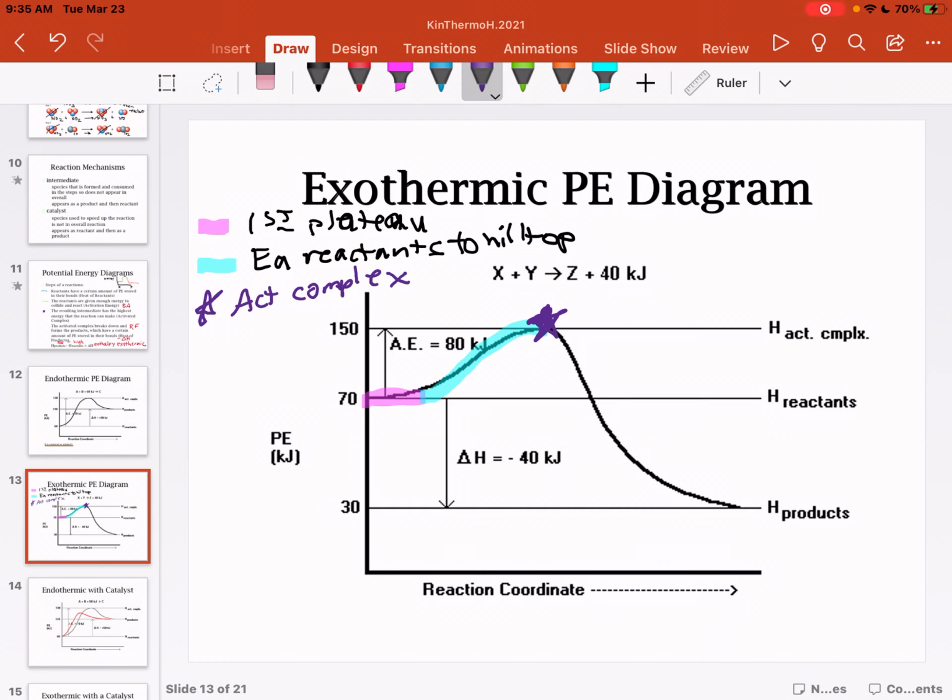And I can see that I'm going to start forming new bonds here. Energy is released when I start forming my new bonds. And I have my energy of my products. Here is my last plateau. So what do I know here? The green here is our energy released when new bonds are formed.